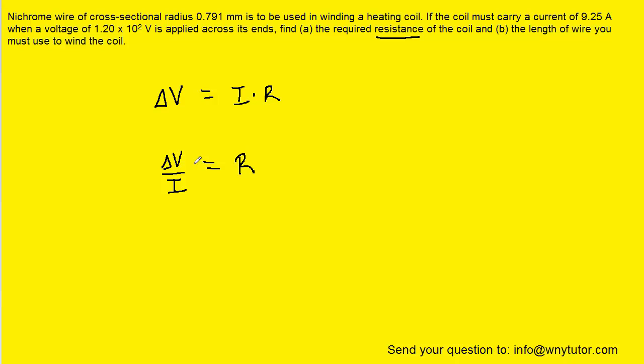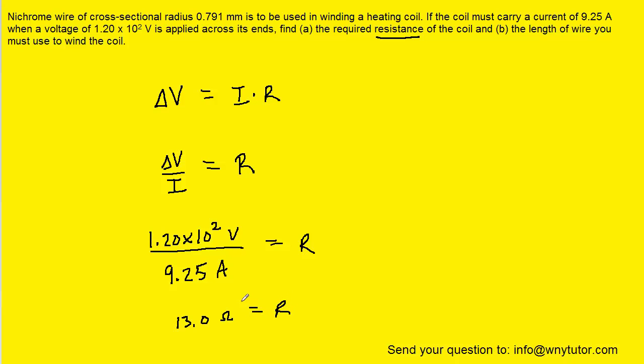We simply have to plug in the given potential difference, which is stated right here, and then the current is also stated, both of which are in their standard units. So let's fill them in. And when we plug that into our calculators, we should get approximately 13.0 ohms. So this would be the correct answer for the resistance of part A.